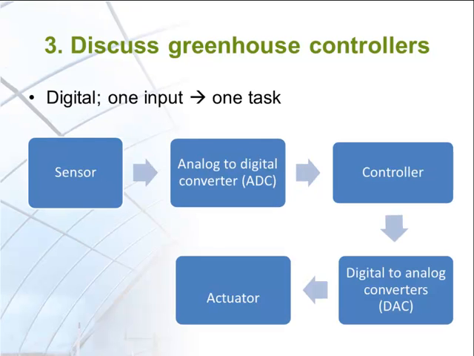Next controller type we will discuss is a digital one input, one task controller. Instead of using analog sensor signal directly by the controller, analog output of a sensor is digitized for the controller before the data is analyzed. Decision made, then send its digital signal output to an actuator. An example of this type of controller is a digital thermostat shown in the following slide.